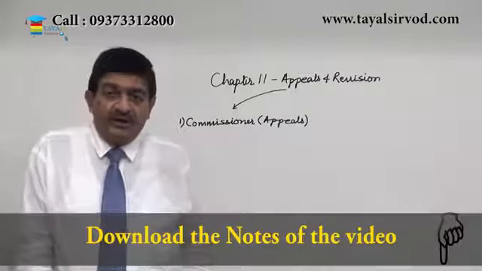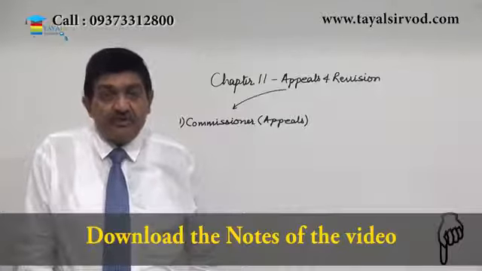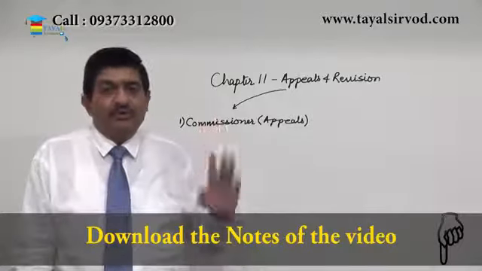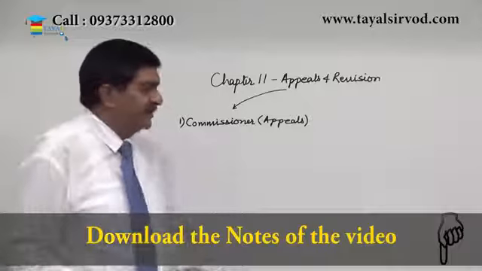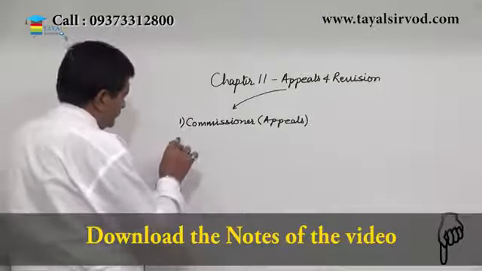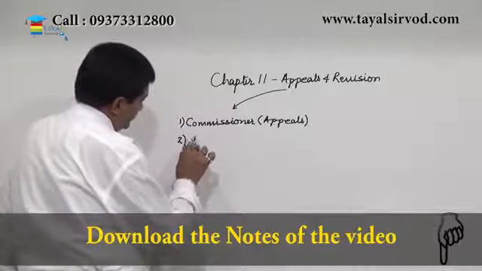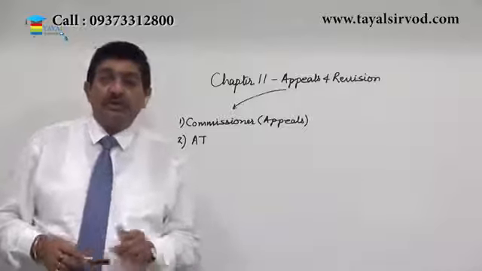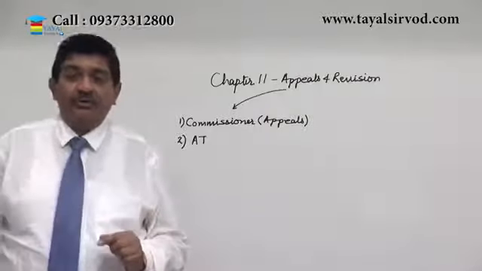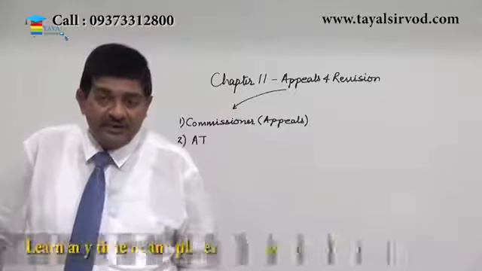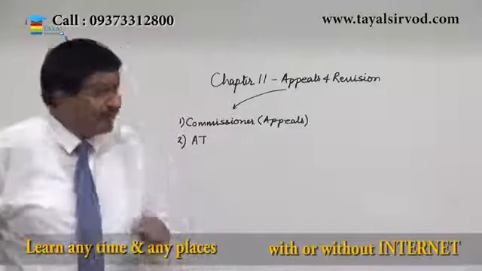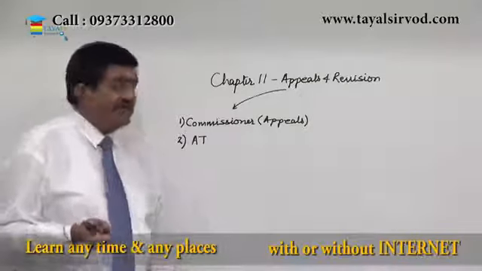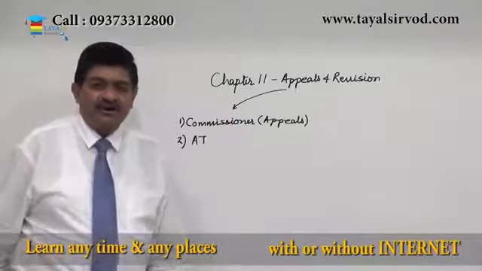So any person aggrieved by an order passed by an officer below the rank of commissioner or principal commissioner can file appeal before Commissioner Appeals. Next level of appeal, this is Appellate Tribunal. So where the order is passed by the commissioner or principal commissioner himself in the capacity of adjudicating authority, or where an order is passed by Commissioner Appeals, then against that appeal can be filed in the Appellate Tribunal.